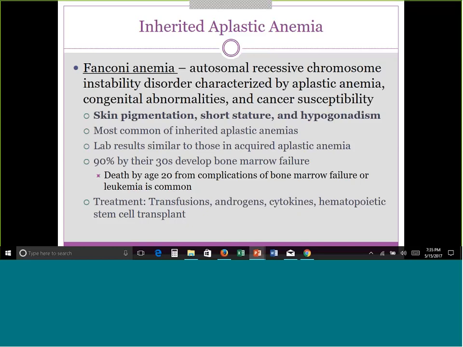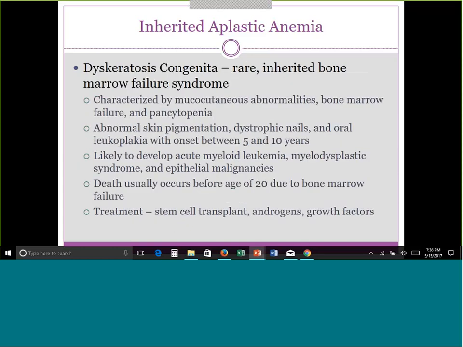Sometimes if they have it sooner, they might see death by age 20 from complications. So it's a severe illness. It's a severe condition. So that is Fanconi. Make sure you know it's an inherited aplastic anemia characterized by skin pigmentation, short stature, and hypogonadism.